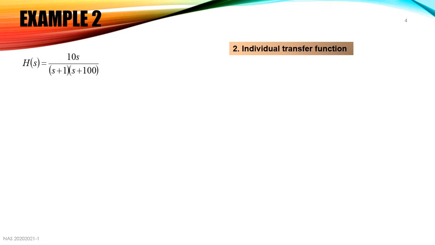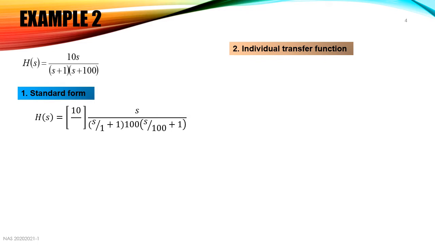Okay, let's look at the second example. Given the transfer function as the equation shown, again, to plot a Bode plot, you need to rewrite the equation into standard form. In standard form, you need to break the components into constant and the s components. This is for the constant k naught. You will see there's 10 as a constant here, and then you have a single s, meaning you have zeros at origin, and at the bottom inside the bracket all s must be added by 1.